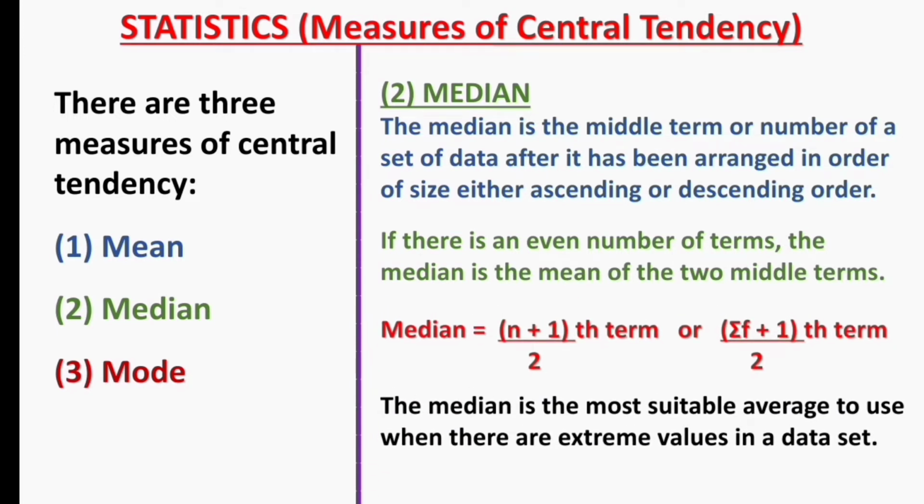The formula for median is as follows. Median is equal to n plus 1 over 2 term or sum of f plus 1 over 2 term. Also, the median is the most suitable average to use when there are extreme values in a data set. Please take note of this information about the median.